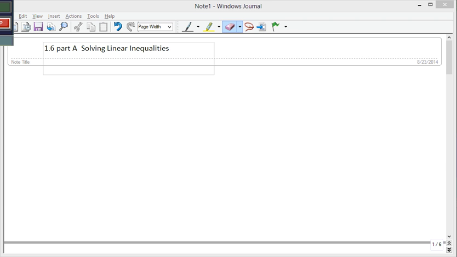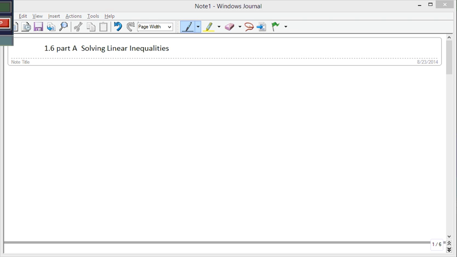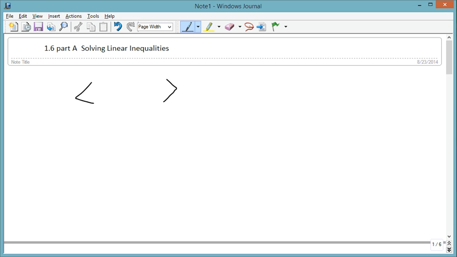An inequality has a less than or a greater than, right? So we might say 2 is less than 3, or maybe we'd say -1 is greater than -10. Both of those are true statements. The properties of inequality are that we can add or subtract anything to both sides and it will stay true. So 2 is less than 3. If I add 5 to both sides, I would have 7 is less than 8, and that's still true.